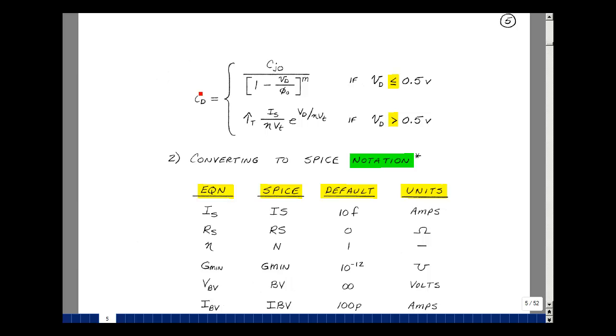The capacitance C sub D in the model has a value for your reverse bias, which is our depletion capacitance, and then a value for your forward bias, which is our diffusion capacitance, like we talked about in the last video. In our equations, we have subscripts, we have Greek characters, but in the original SPICE program, they just had uppercase letters. What's the equivalent SPICE notation for the terms that we have in our equations? And also, what are the default values in units?